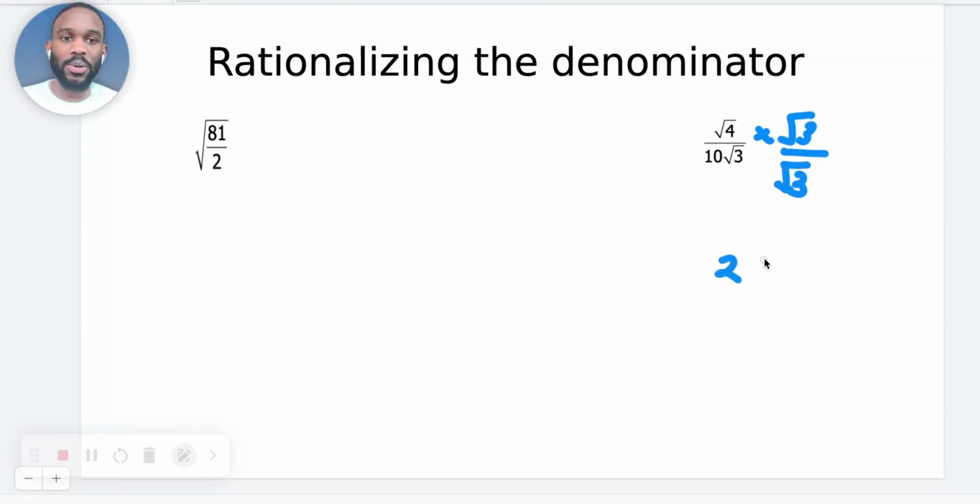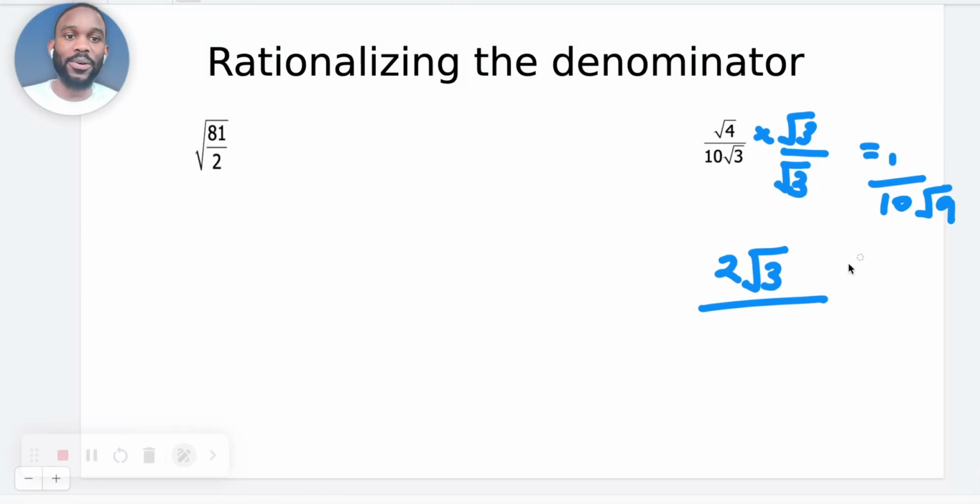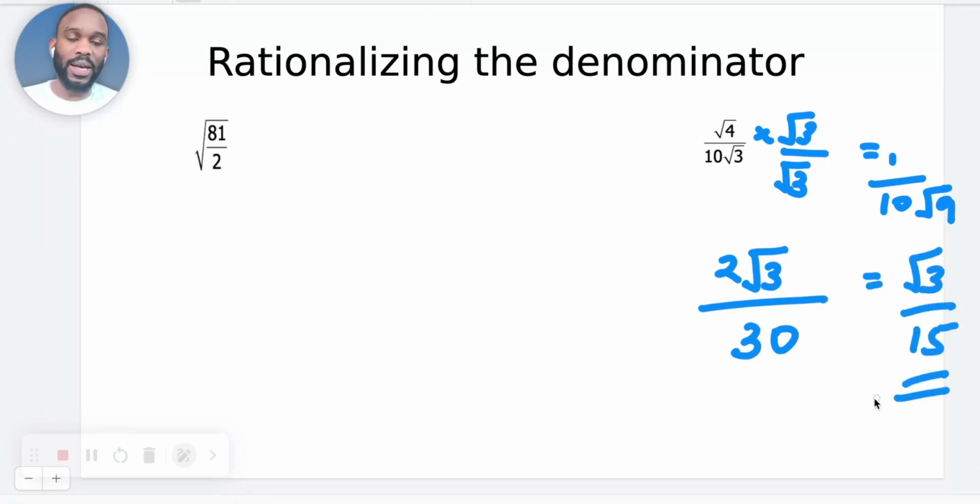So this gives you 2 root 3 divided by, don't forget the 10. And what is in the root is now 9. But the root of 9 is 3, right? So 10 times 3 giving you 30. So divide by 30. Remember, what is outside the root can reduce each other, by 2 once, by 2, 15. So you end up with root 3 over 15 as your answer, right?